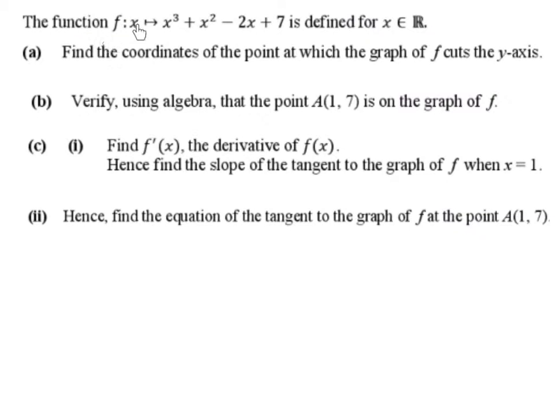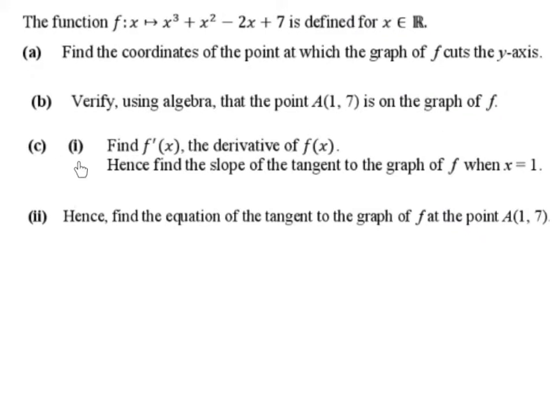The function f of x equals x cubed plus x squared minus 2x plus 7 is defined for x as an element of the real number set. Part A, find the coordinates of the point at which the graph of f cuts the y-axis. Part B, verify using algebra that the point A, 1, 7, is on the graph of f.